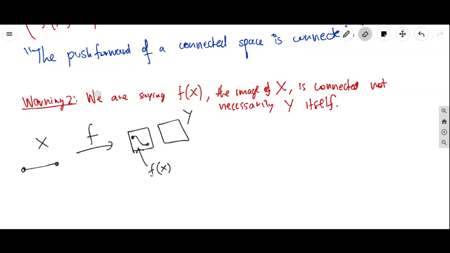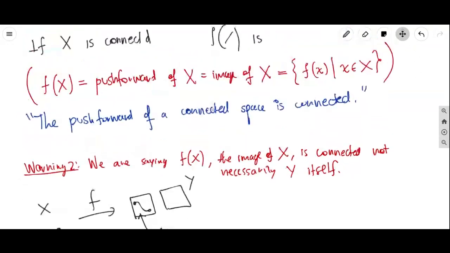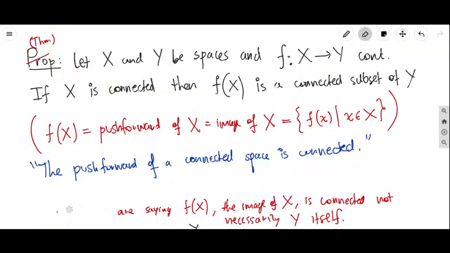So notice what the warning is saying. We are saying that F of X, the image of X, is connected, not necessarily Y itself. Y itself does not need to be connected because you can have a picture like this. Okay, so let's remove warning two.